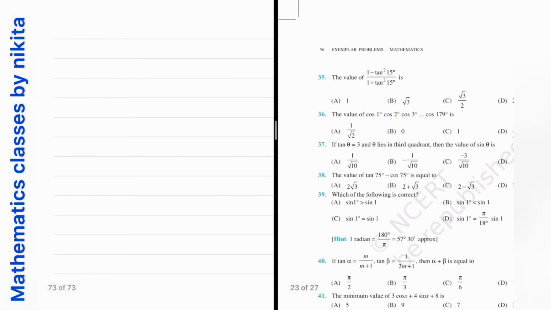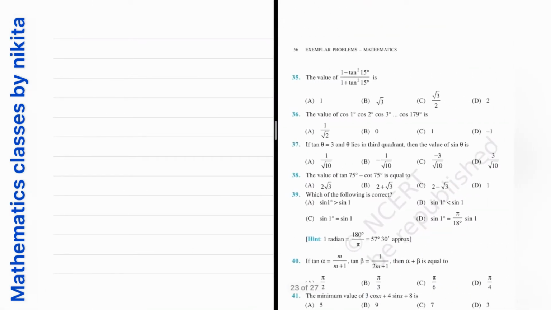So question number 35 says the value of 1 minus tan square 15 degrees divided over 1 plus tan square 15 degrees is 1, root 3 by 2, or 2. So again a very easy question, question number 35. So first of all I don't know what is the value of tan square of 15 degrees, meaning I don't know the value of tan 15 degrees.